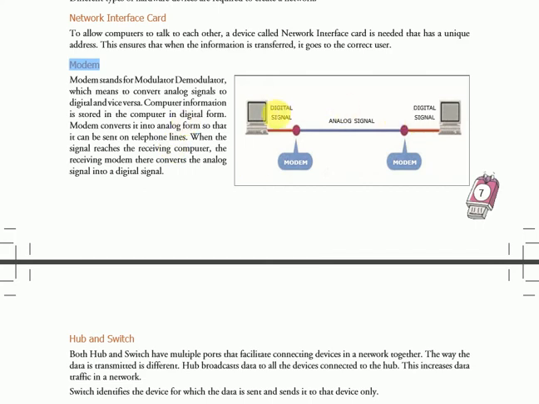This is the diagram: this is your computer with digital signals. Your modem sends the data as analog signals, and this modem will convert the analog signals into digital signals.